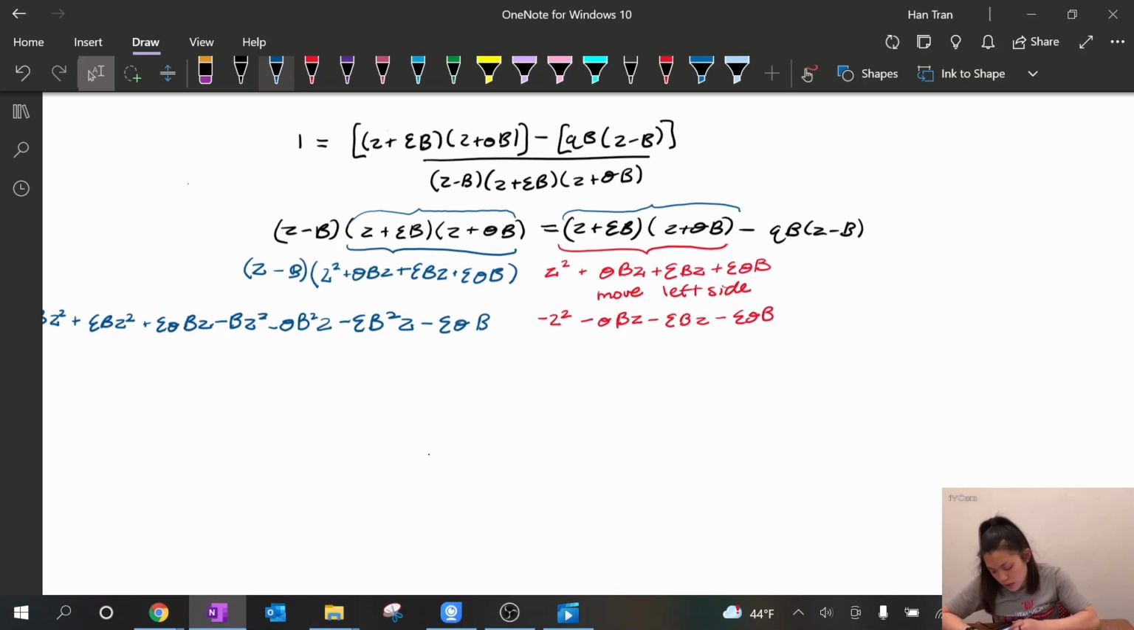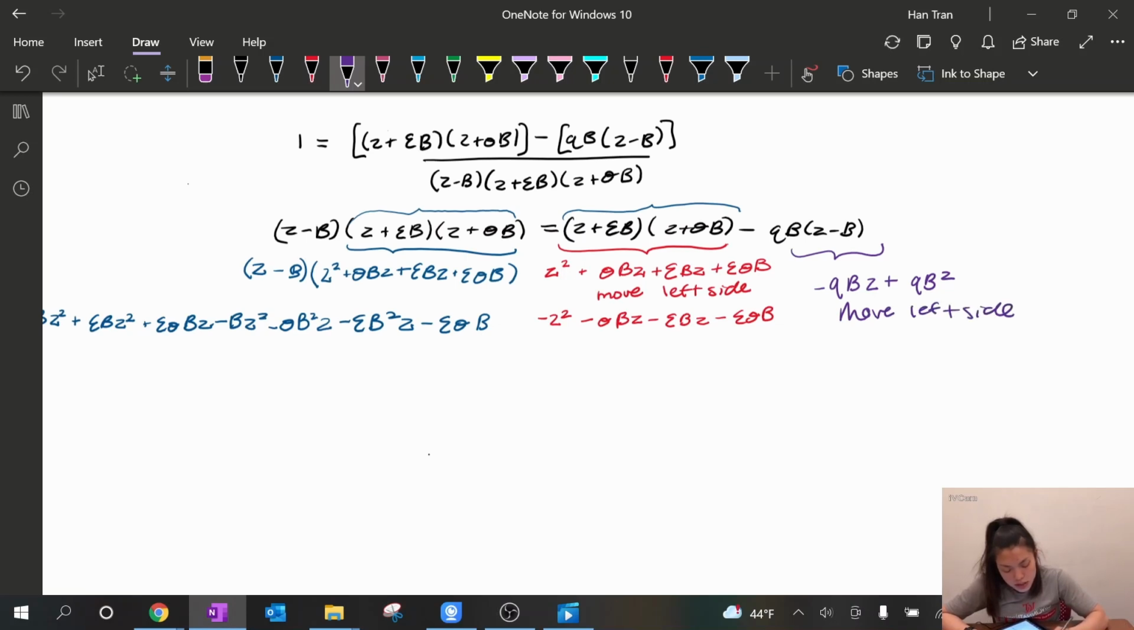Now this last group that we have over here is going to give us q times beta, negative q times beta times compressibility factor, plus q times beta squared. And again, we're going to move this to the left side. So everything's going to become the negative or the opposite sign. So it's going to be q times beta times compressibility factor minus q times beta squared.